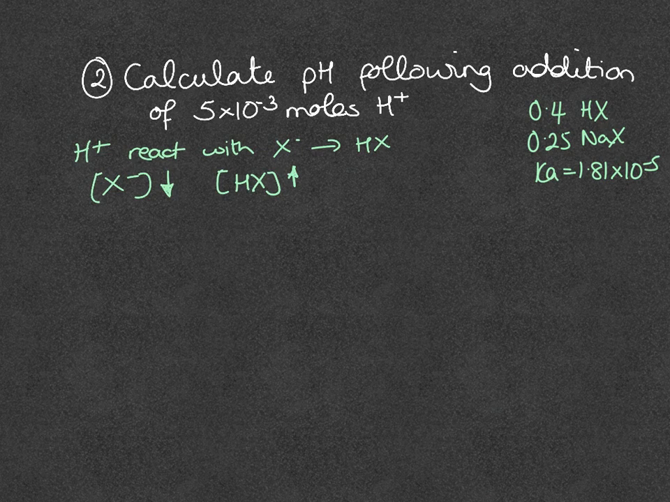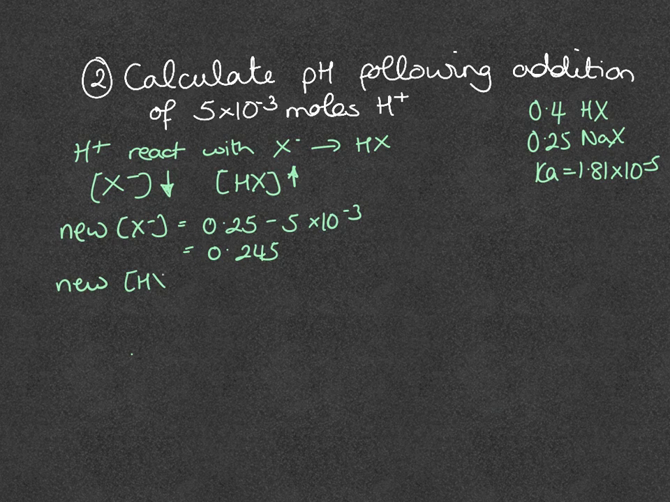So now we're determining what the new amounts are of these things. So let's deal with our X minus first. So new X minus is equal to 0.25 take away the 5 times 10 to the minus 3. So we're going to end up with 0.245 for that. Then our new concentration of HX, we're going to add it on. So in all of these calculations, you're going to have one that goes up and one that goes down, because obviously it's an equilibrium.